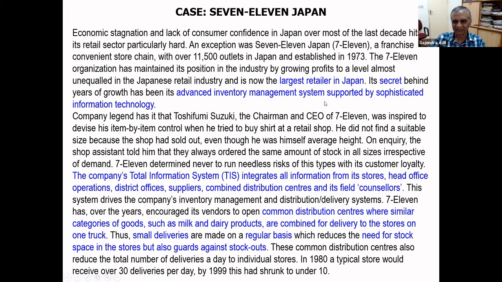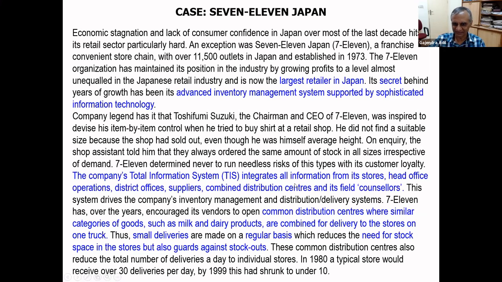Some highlights: they were the largest retailer, while other retail companies were suffering at that point of time and not doing well, and these were doing very well. The secret behind that, they say, is that they implemented an advanced inventory management system supported by IT. There was a story of why they went about it: the CEO goes to the shop, he is an average size but doesn't find his shirt. When he inquired, they said they always order the same amount. Inventory policy doesn't change with the kind of shirts. That triggered them to do certain things, and that's what the case talks about.